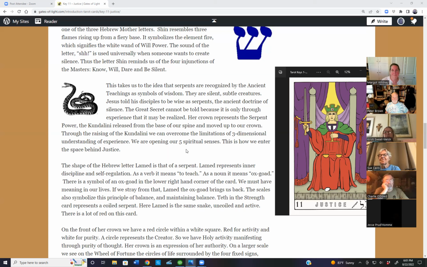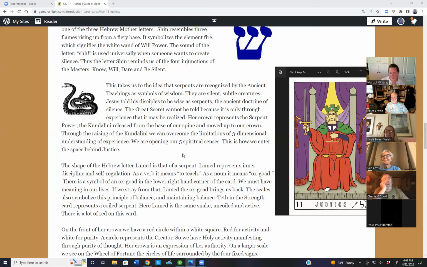So, the great secret cannot be told because it is only through experience it may be realized. And that's your experience. That's why you are so special. That is why you are a star. And no one else is the same as you are. Your personality is yours. And therefore, that takes judgment right out the door. Because how can you judge another when you look in the mirror and you go, oh my God, this is me. I'm great. I'm wonderful. So I have to be kind to myself.